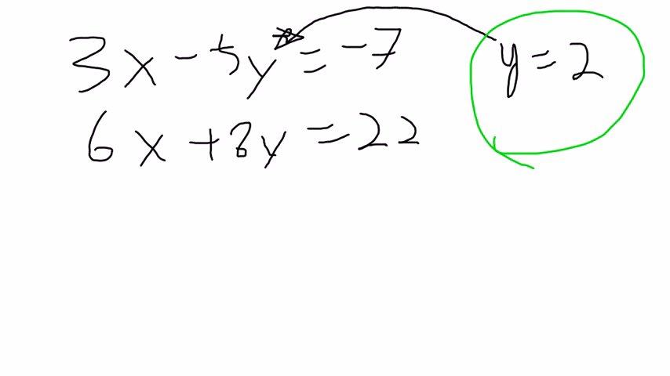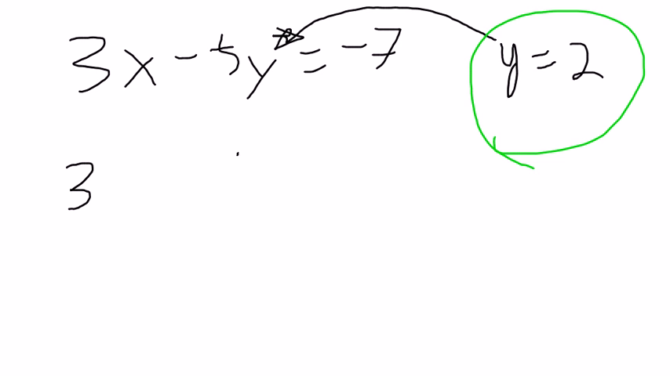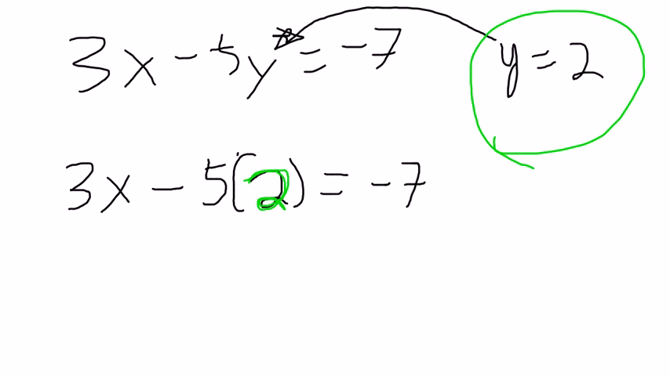We have, what? 3x minus 5. And what's y? Y equals 2. That's what we just found. Very important. We just found this. Substitution. Equals negative 7. So we have 3x minus 10 equals negative 7.